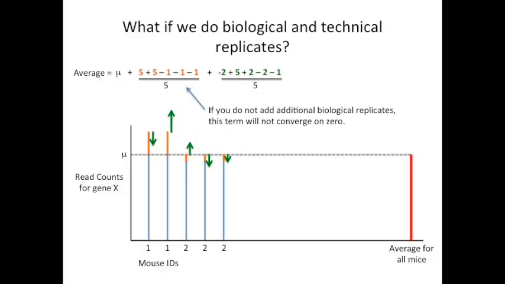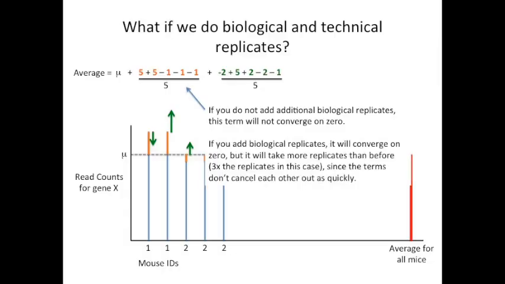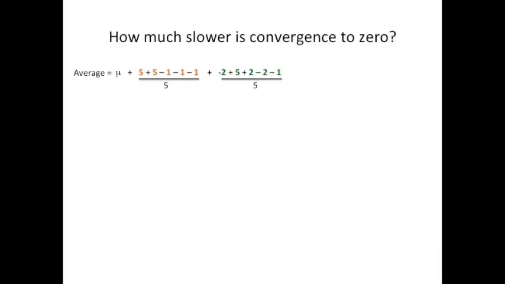However, look at the numerator for the biological variation. If we add additional technical replicates, not biological replicates, we won't converge on 0. If we do add additional biological replicates, it will converge on 0, but it'll take more replicates than before. In this case, it'll take 3 times the replicates, since the terms don't cancel each other out as quickly. Let's examine how much slower the convergence is.